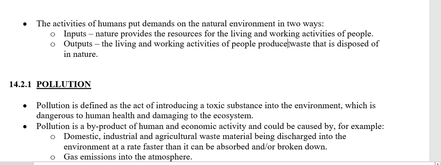And then in terms of outputs, obviously, any living and working activities of people result in a certain amount of waste that has to be disposed of, whether it is municipal waste or human waste like sewage. It has to be disposed of somewhere. And remember, we use nature as a source of raw materials, but we also use it as a place to dump all of our waste.